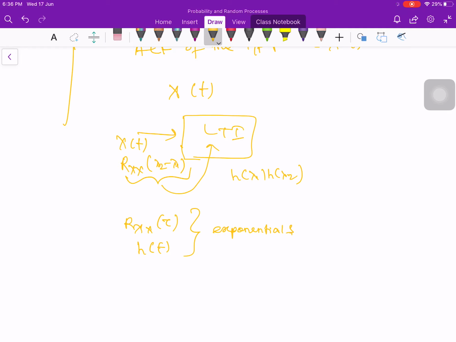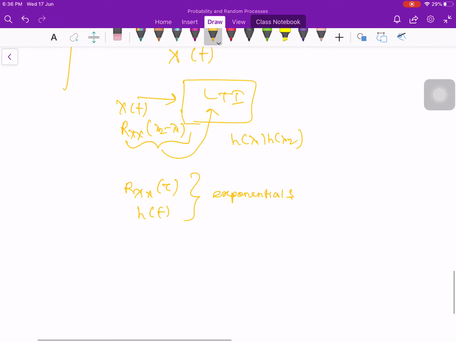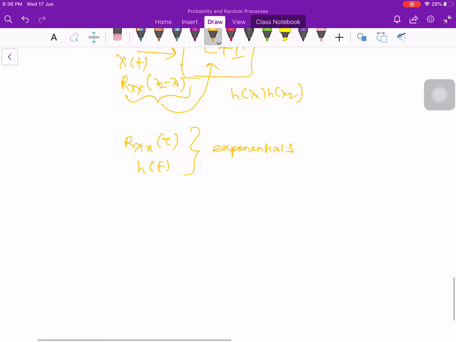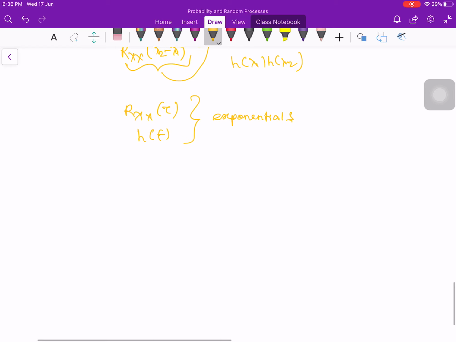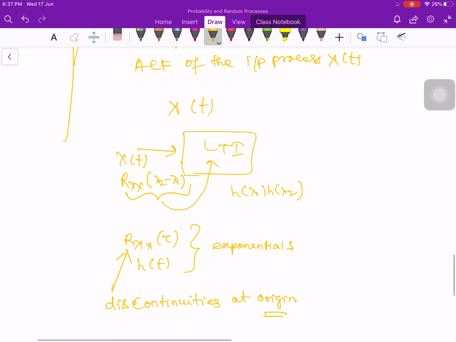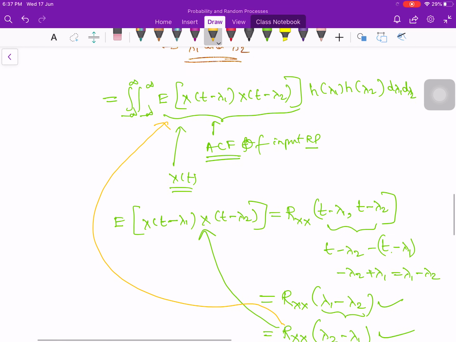The reason is that it may contain many discontinuities, especially when lambda 1 is equal to lambda 2, then there is a problem. This is because such autocorrelation functions often have discontinuities or discontinuous derivatives at the origin. So therefore it is difficult to simplify this expression further.